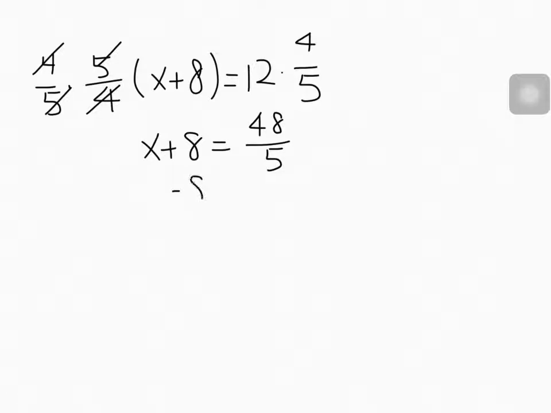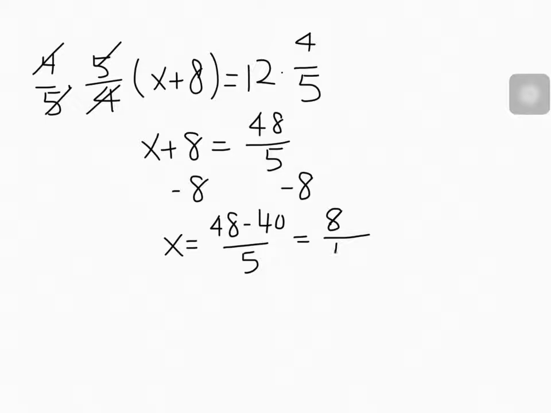Then I'm going to go ahead and subtract 8 from both sides. So I have x equals 5 at the denominator, 48 minus 40, converting the 8 into improper form, which is 40 over 5. So the final answer should be 8 over 5 for the x.